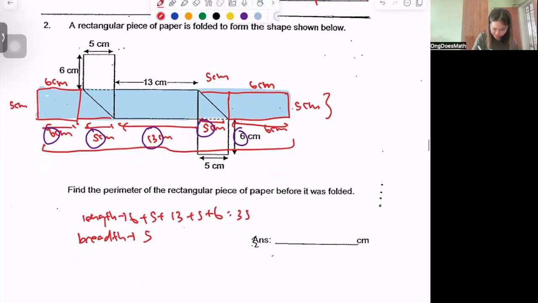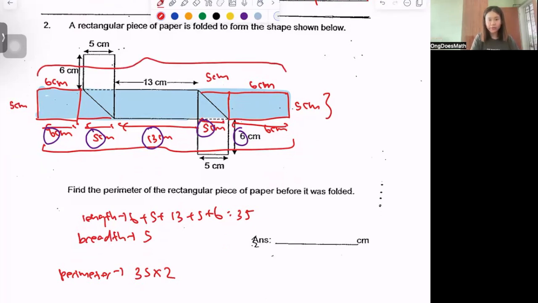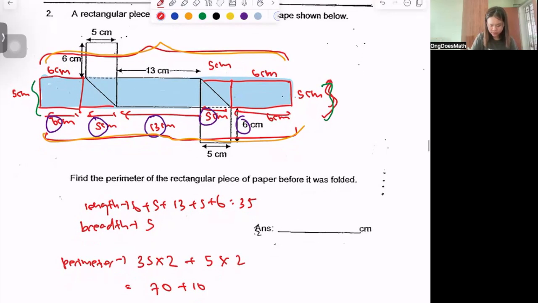So to find the perimeter, we just have to take the length times 2, right? Because there's another length here. Perimeter means you add up all the sides together. So add up this orange guy and this orange guy. It will just be 35 times 2. So that will be 70. But you still have to add the 2 breadths. So here, the green guy and the green guy over here. So that's 5 plus 5, or just 5 times 2. So you should get 70 plus 10, which should give you 80 cm. This one says 80 cm.